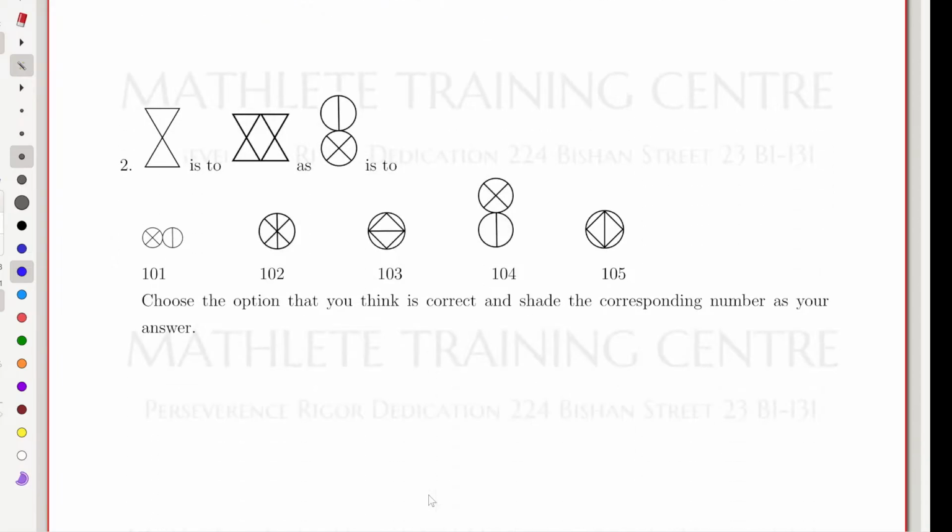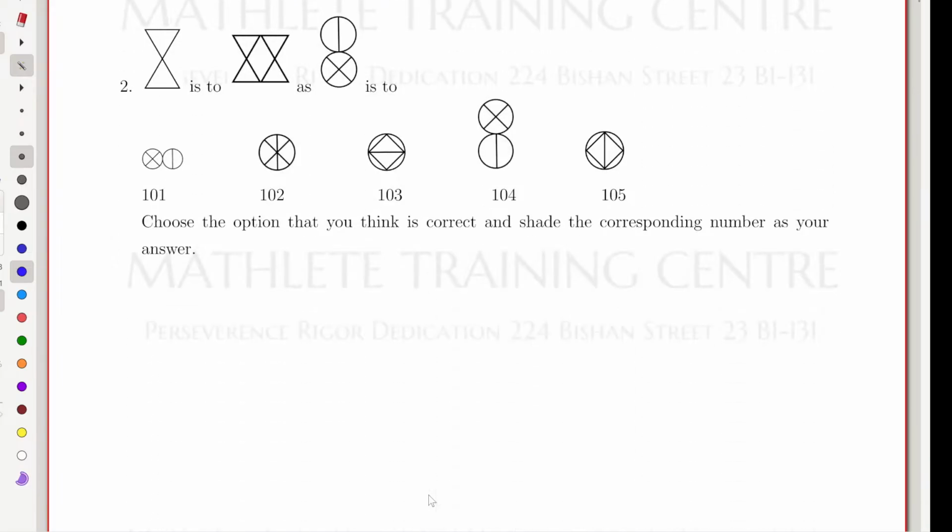Question number two. What you have is, the shape on the left is to this thing as the new shape is to what? The idea behind this question is initially you might think, oh, I'm just splitting this thing into two separate diagrams, right? But if you look through the answer options, there's no option in which you split this into two separate diagrams. So what's going on then?